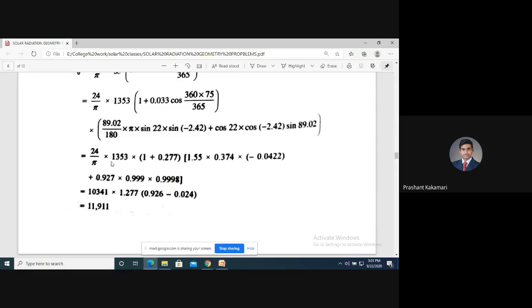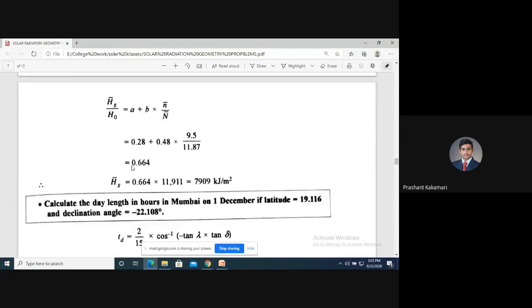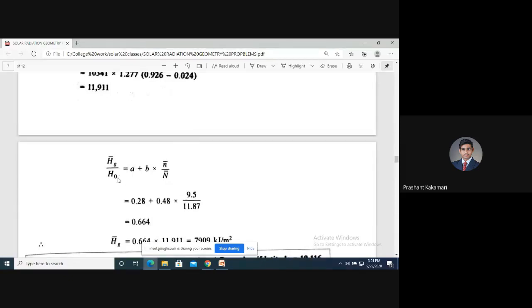Because here we are not writing 1.353. If I write 1.353 as the solar constant, this will become kilowatt or kilojoules. So then you have to take the same units for the substituted solar constant value. Now coming to the main equation required for our problem: Hg bar by H naught bar equals A plus B into S by S max bar. So substitute all the given values now. H naught is found as 11,911. Constant A is given, constant B is given. S is also given, 9.5. S max is also given, 11.87. S max is the day length we found, 11.87 hours.